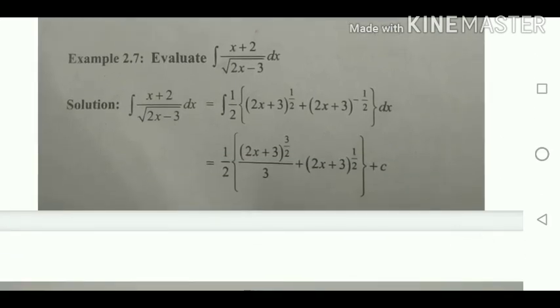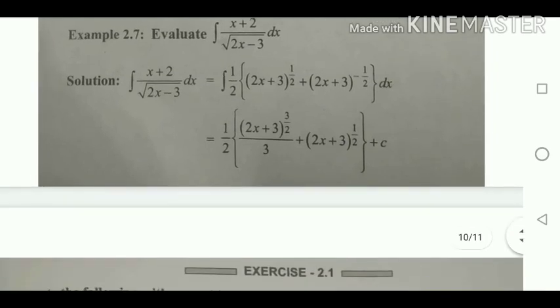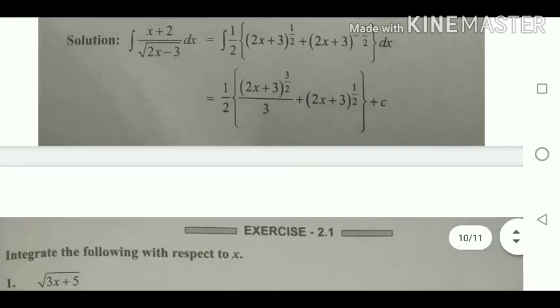Evaluate, integrate (x plus 2) divided by root of (2x minus 3) dx. Here the power of 2x minus 3 is 1 by 2. So therefore 1 by 2 into (2x plus 3) whole power minus 1 by 2 dx equal to 1 by 2 (2x plus 3) whole power 3 by 2 divided by 3 by 2 plus (2x plus 3) in power 1 by 2 plus c.